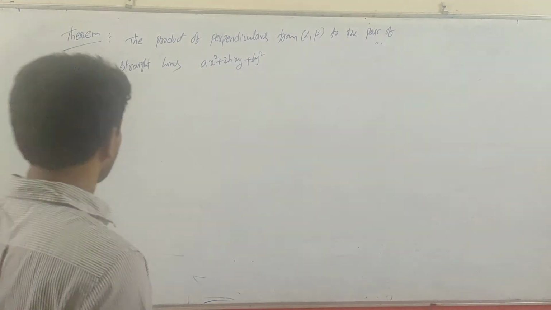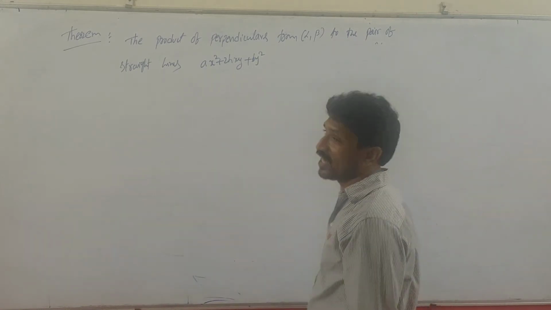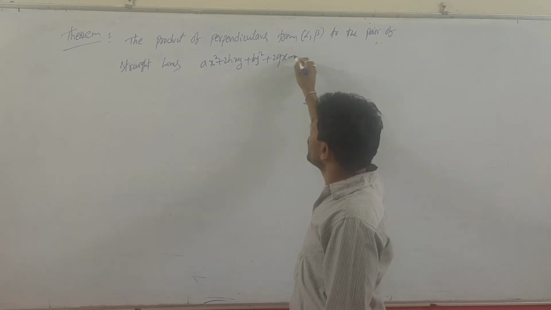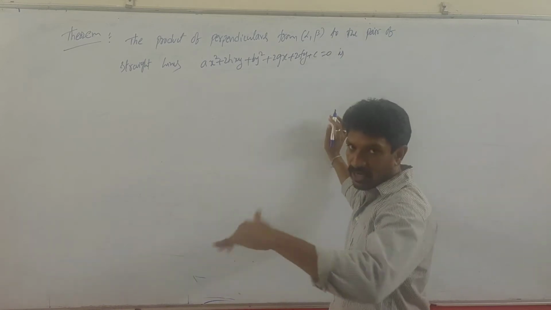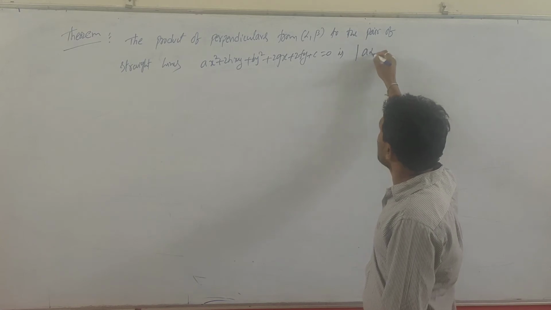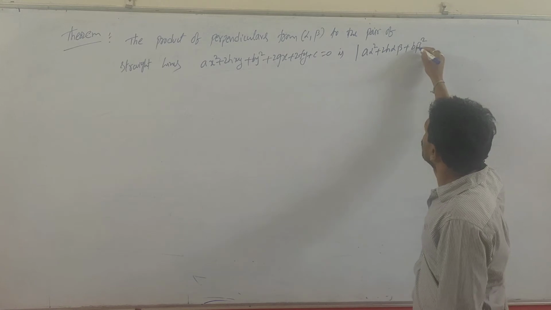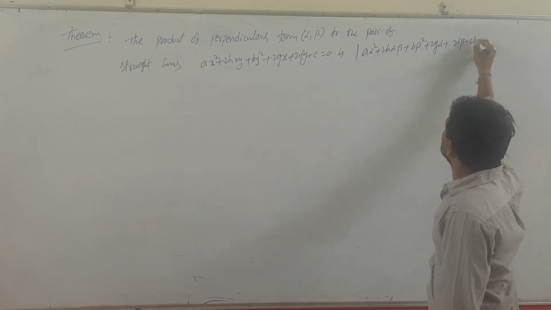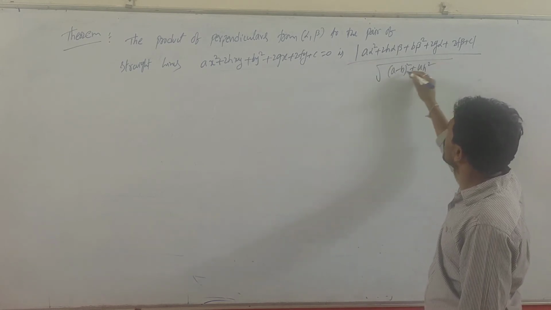See here, the product of the perpendiculars from alpha comma beta to the pair of straight lines ax square plus 2hxy plus by square plus 2gx plus 2fy plus c is equal to 0 has a little bit of variation. Just observe, it is modulus of a alpha square plus 2h alpha beta plus b beta square plus 2g alpha plus 2f beta plus c, by root over the same (a minus b) whole square plus 4h square.